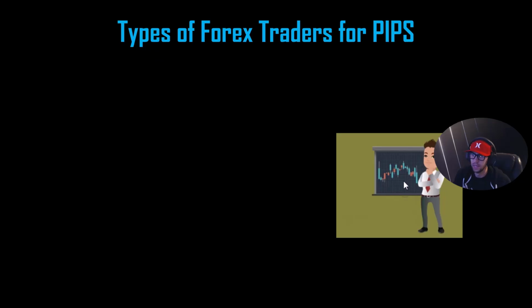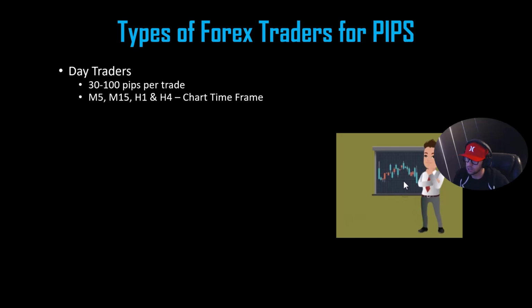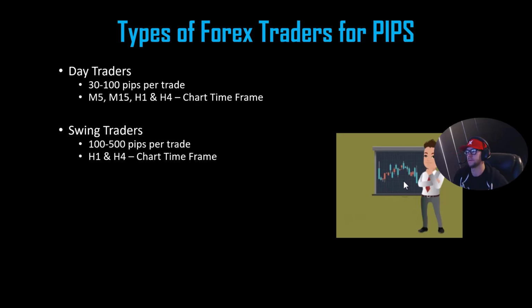So let's talk about types of forex traders from a pip standpoint, because there are people that have discovered me on YouTube, Twitter, Instagram. They're like, you're a scalper, bro. I'm like, I don't consider myself a scalper, but whatever, it is what it is. So you got day traders, like me. I come every day looking for 30 to 100 pips per trade, usually focused on a 5-minute, 15-minute, 1-hour, or 4-hour chart. Every day is different. Some days I go for 30 to 100 pips. Again, it's basically what you're trading.